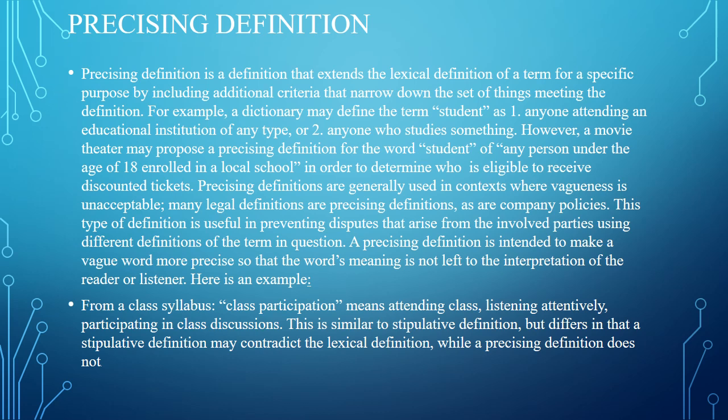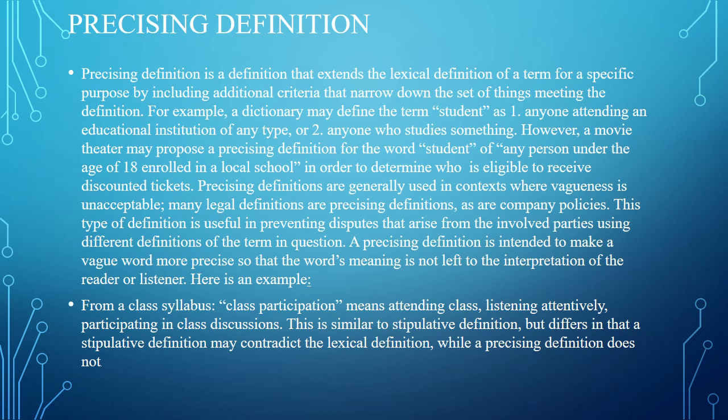A precising definition is a definition that extends the lexical definition of a term for a specific purpose by including additional criteria that narrow down the set of things meeting the definition. For example, a dictionary may define the term student as 1. Anyone attending an educational institution of any type, or 2. Anyone who studies something. However, a movie theater may propose a precising definition for the word student: any person under the age of 18 enrolled in a local school, in order to determine who is eligible to receive discounted tickets. Precising definitions are generally used in contexts where vagueness is unacceptable.